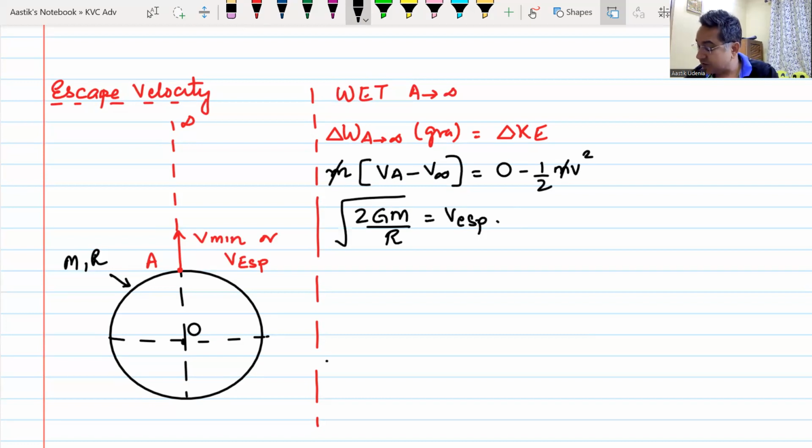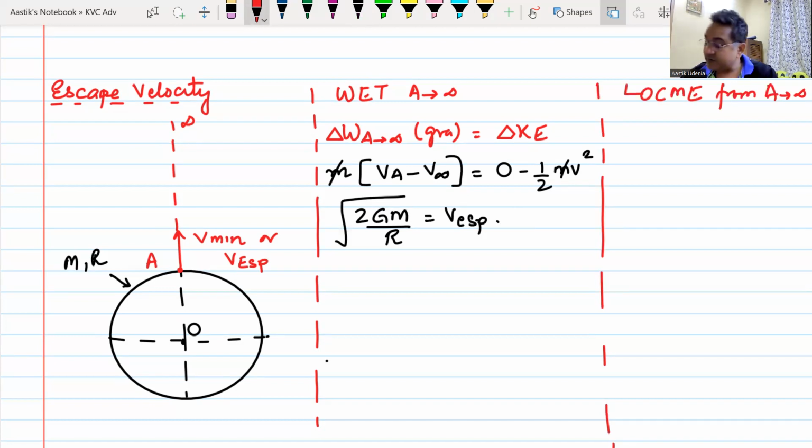Now, the same question I could have done in a different way. How could I have done it? Since there is only gravity acting, I could have applied conservation of mechanical energy from A to infinity. Total mechanical energy at point A shall be equal to total mechanical energy at point B. Yes or no? Now, the kinetic energy at point A is half mv square.